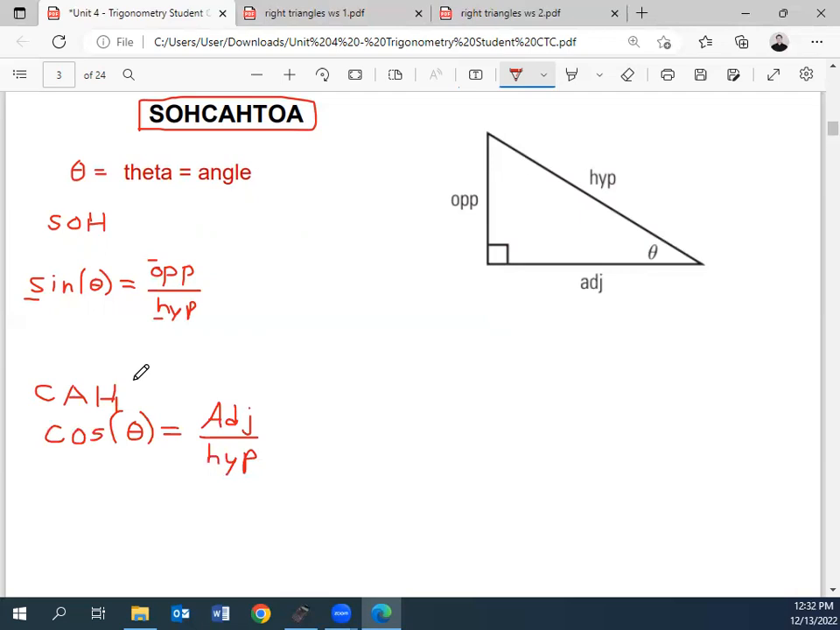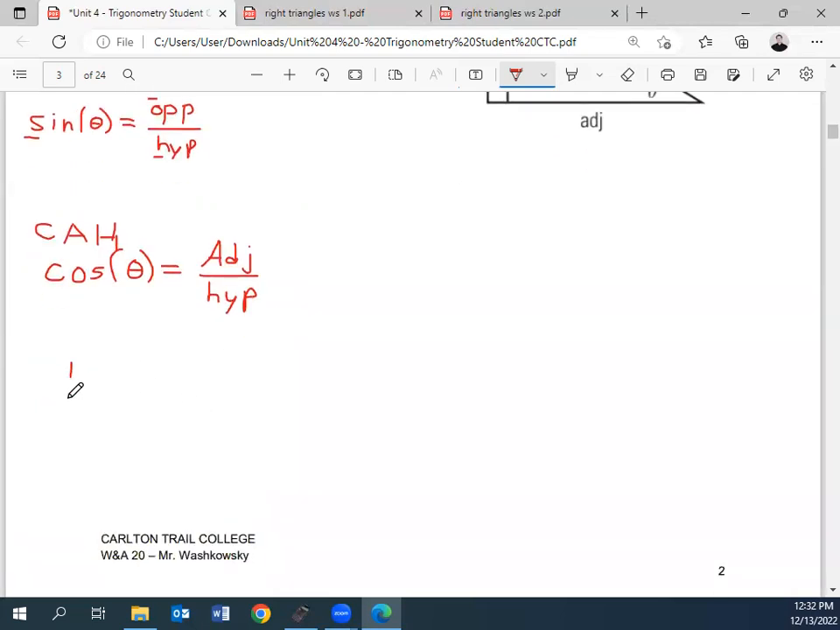And then finally, of course, there's CAH, and then there's TOA. This is the one we were more familiar with. This is tangent. We've seen this before. We saw this two units ago. Tangent of the angle of theta is equal to O, opposite, all over adjacent.